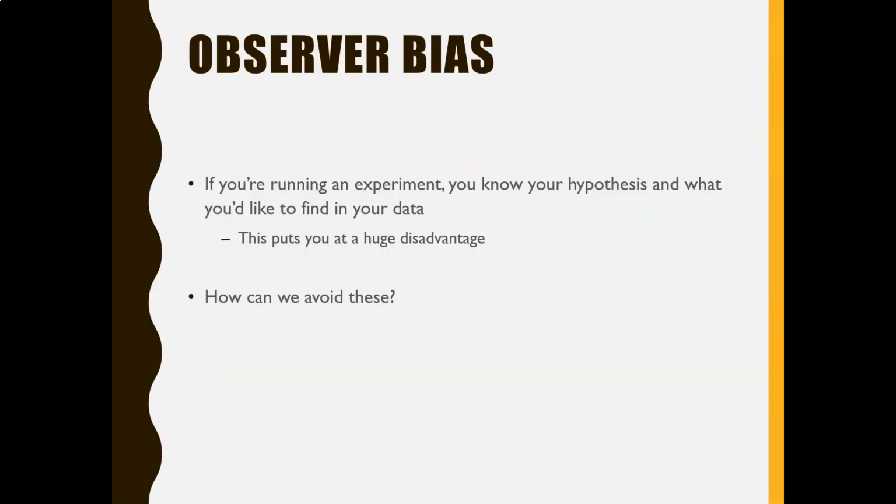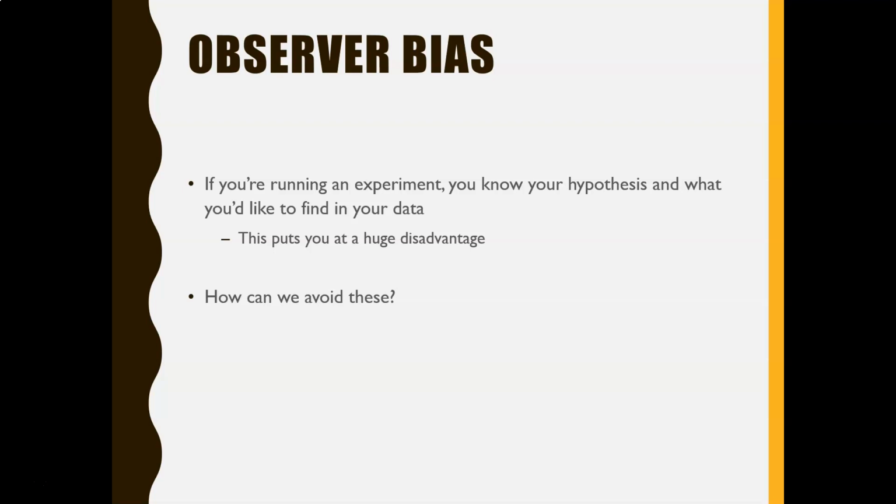If you are running an experiment, we have to talk about observer bias. You generally will know what your hypothesis is ahead of time and what you'd like to find in your data. You've probably already thought about what you'd like to see, what you expect to happen, and this is going to put you at a huge disadvantage. And here's why. It's possible that because you know how you want the results to shake out, you're only going to look for instances that support your results.